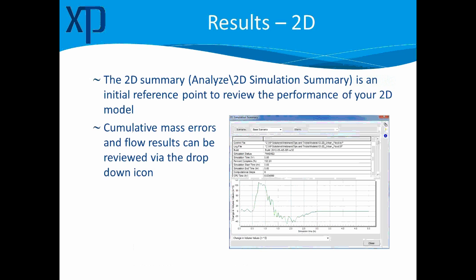For our 2D users, that 2D simulation summary, as shown before under the Analyze menu, certainly should be an initial reference point to review the performance of your 2D model. The 2D simulation dialog, like so, does have a few options under the drop-down menu here, and they include cumulative mass errors. And from a 2D model perspective, ideally you would want to see a cumulative mass error less than 1%, and I'll show that by jumping out into a 2D model.